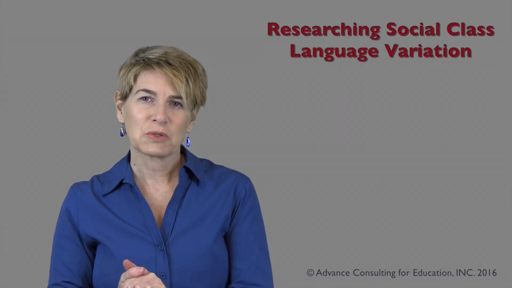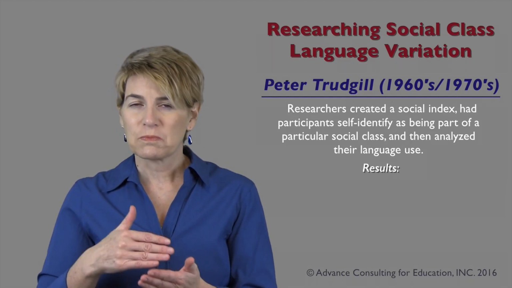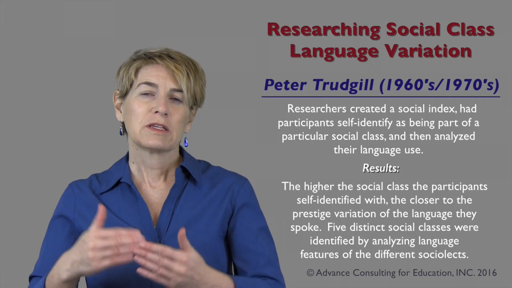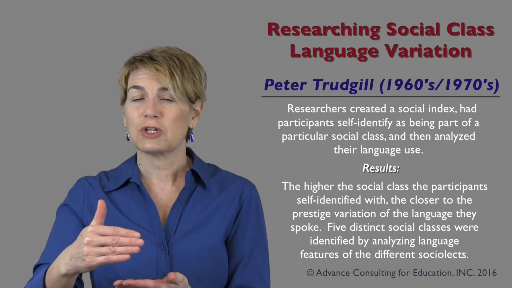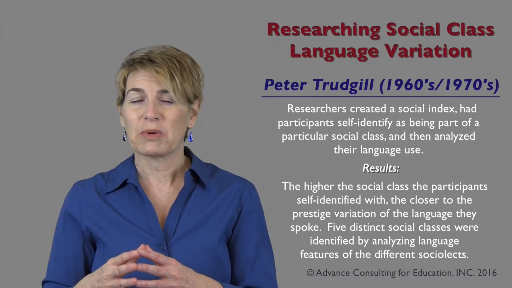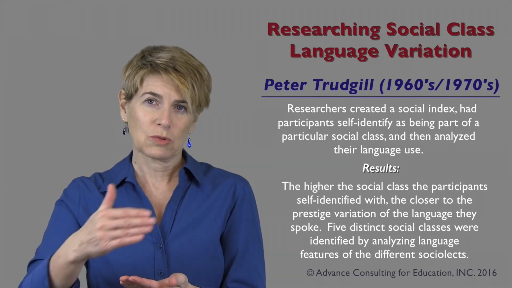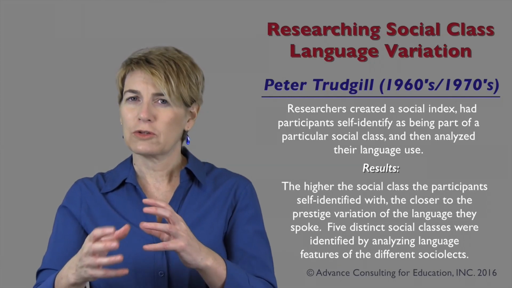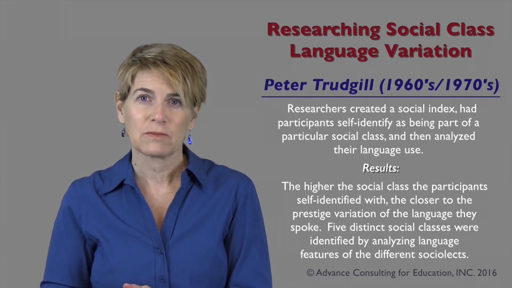Another set of research done on language and social class was done by Trudgill in the 1960s and 1970s. And this research was very similar to the research that went before it. In this case, the researchers identified 5 social classes. They did this, first of all, by creating a social index, and then by having participants self-identify as being part of a particular social class. And then they made the assumption that these participants would try to get their speaking to most closely associate with the prestige dialect or the prestige variation of the language, the higher they were in terms of social class. And this did actually happen. And through this, they were able to distinguish 5 different social classes, looking at 1 or 2 very distinct language features of the different sociolects.